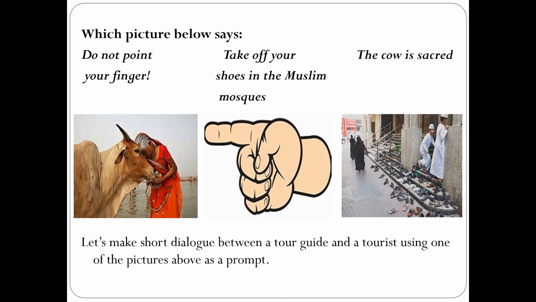Now please look at the pictures and say which picture says what. Okay, first picture, the cow is sacred. Second picture, do not point your finger. Third picture, take off your shoes in Muslim mosques. Let's make a short dialogue between a tour guide and a tourist using one of the pictures above as a prompt.